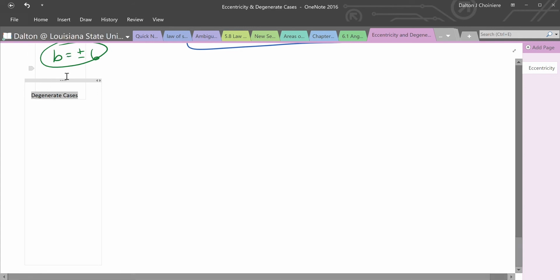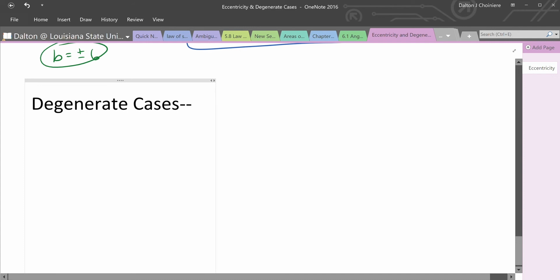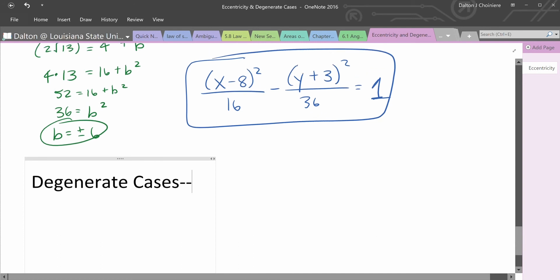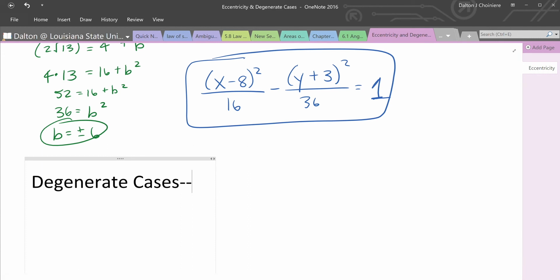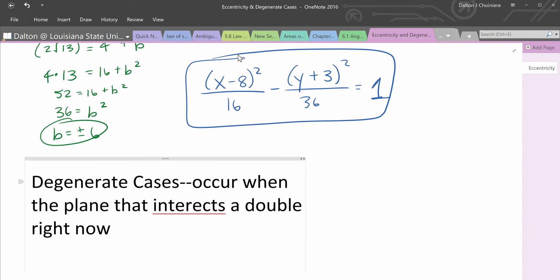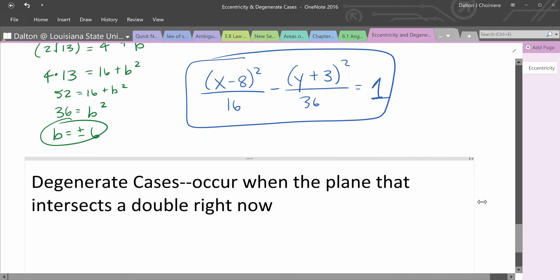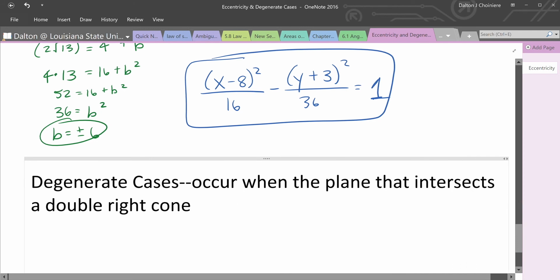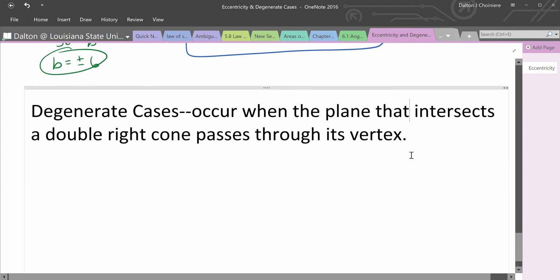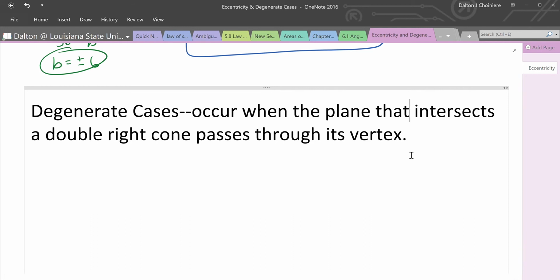Now, you remember, or hopefully you remember, way back when we first learned about conics, I showed you a picture of a double right cone, and I said that conic sections were created by intersecting that double cone with a plane, and the intersection is what created our 4 conics. Well, we have something called degenerate cases, which occur when the plane that intersects a double right cone passes through its vertex. So the 4 conic sections that are good, circle, ellipse, parabola, hyperbola, occur anytime you slice that cone and it creates those things.